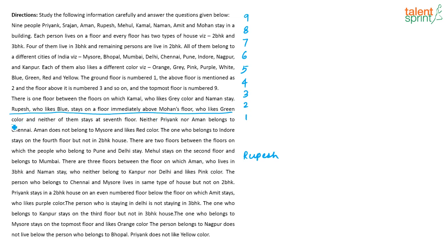Okay, so Rupesh likes blue and Mohan likes green. So Rupesh lives just above Mohan, immediately above Mohan. Neither of them are on the 7th floor, which means Rupesh and Mohan can't come here. So where can they be? Anyway, let us read further information and then try to fix them.